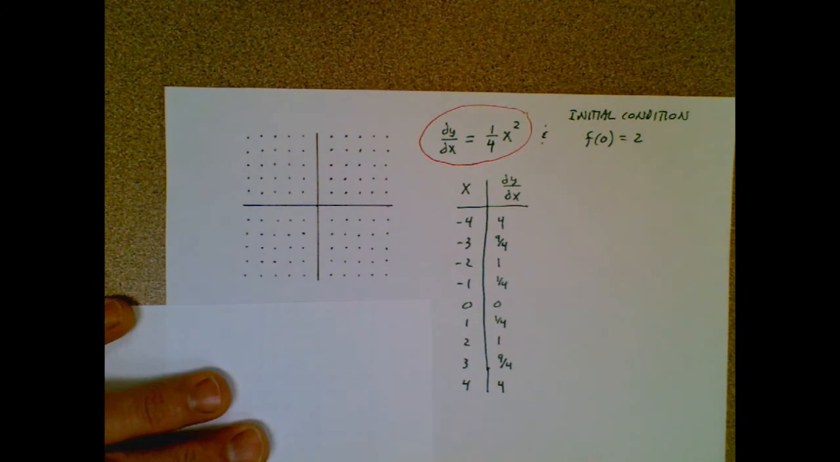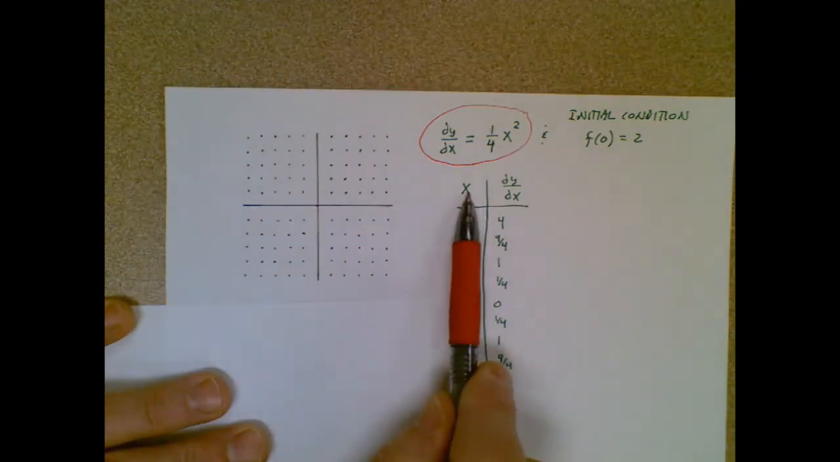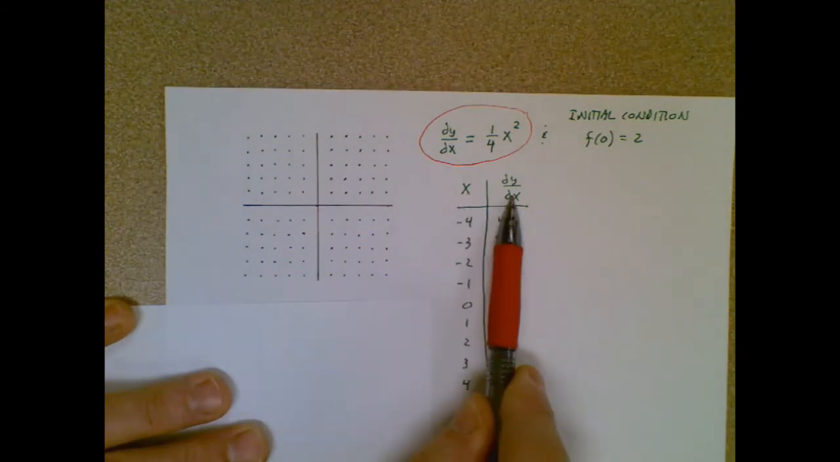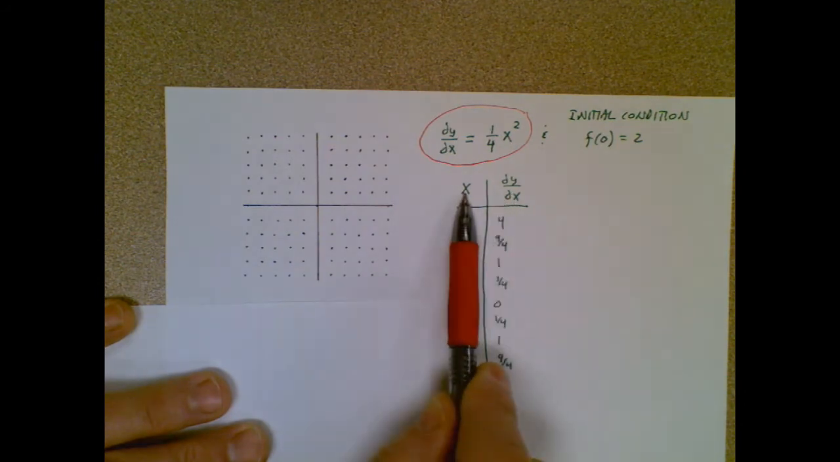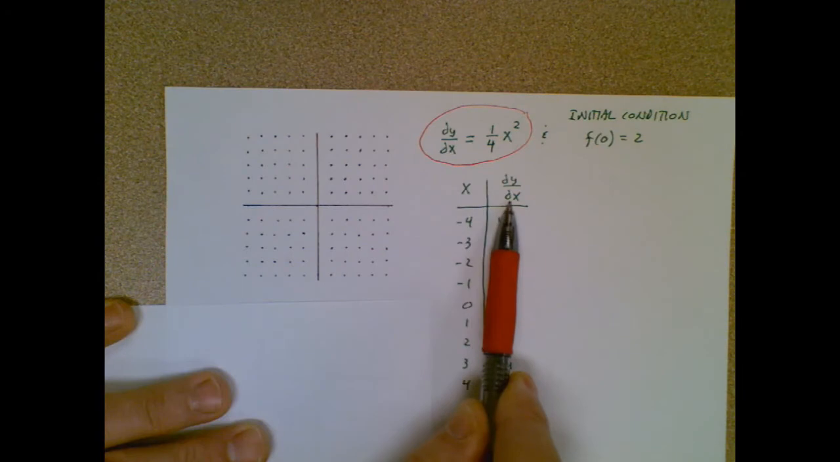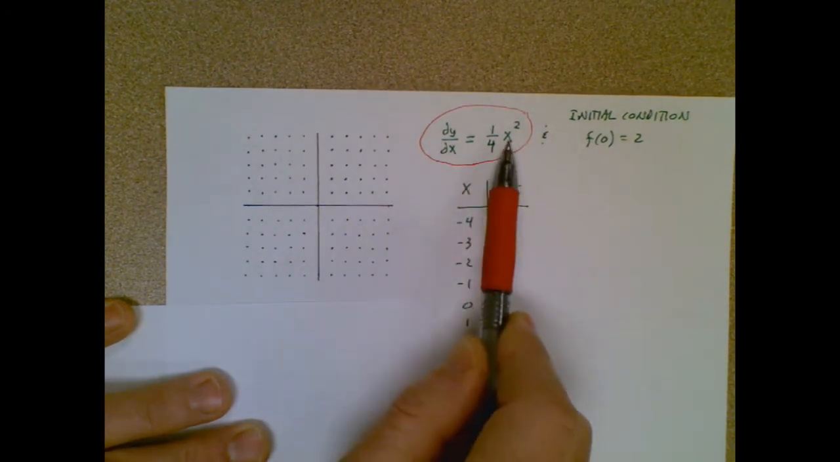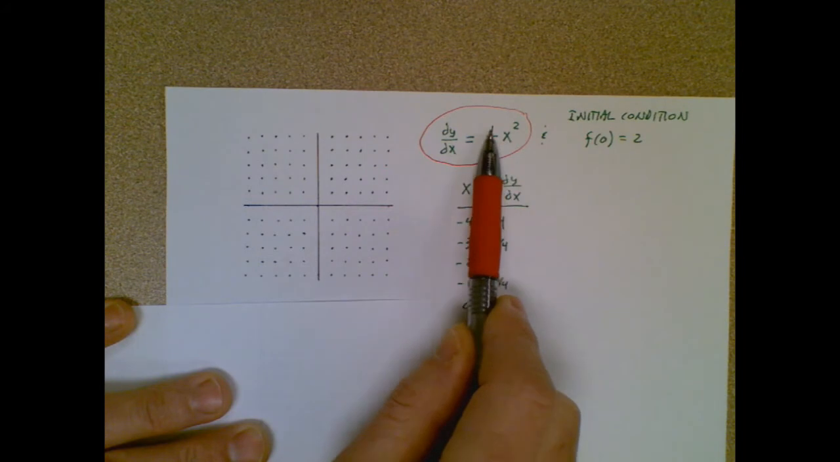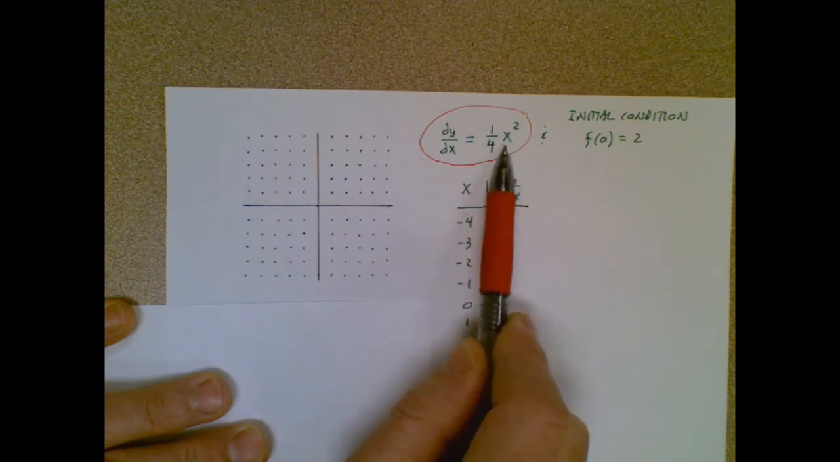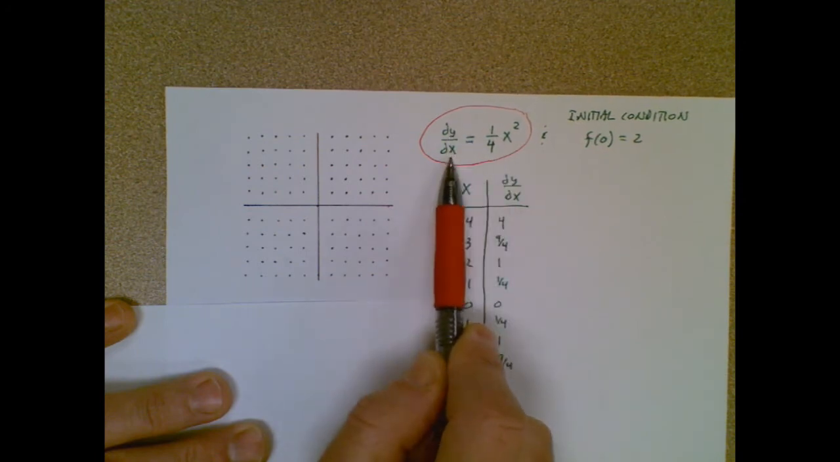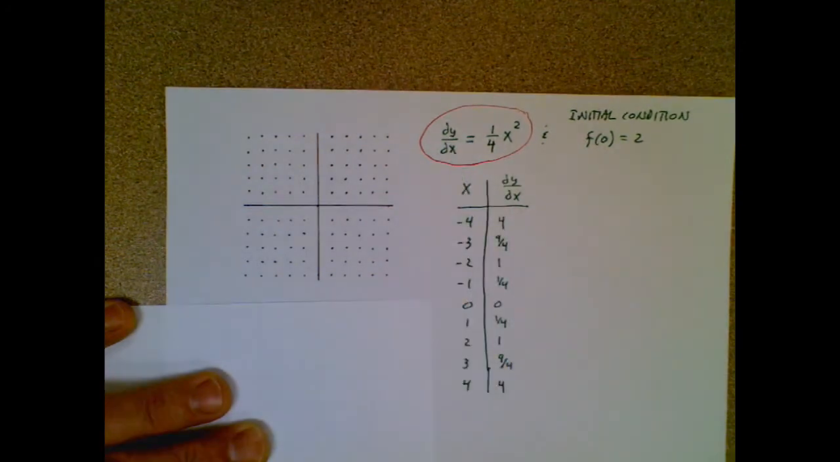So since it's a formula for the slope at any point I care about, I'm going to make an unusual t-chart. You're used to plugging in an x value and getting out a y value ever since 6th grade. But now we're going to plug in an x value and get out a dy/dx, or a slope value. And that makes sense because if I put in a 2 here, 1/4 times 2 squared would give me an output of 1. 1 equals dy/dx. In other words, my output is a slope.